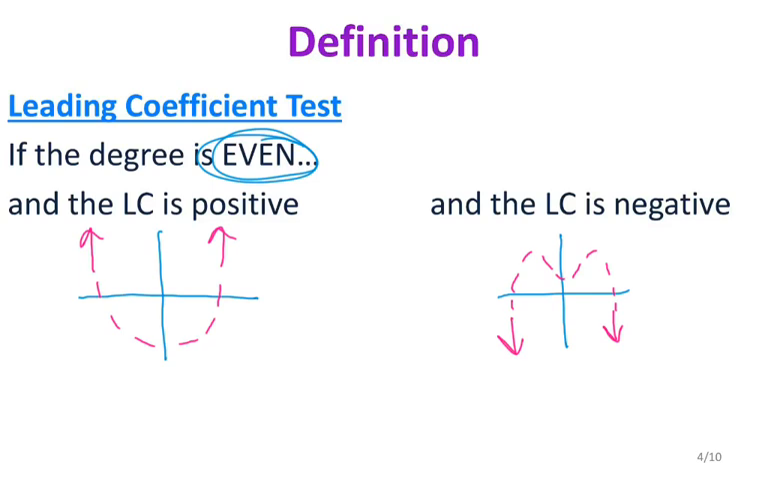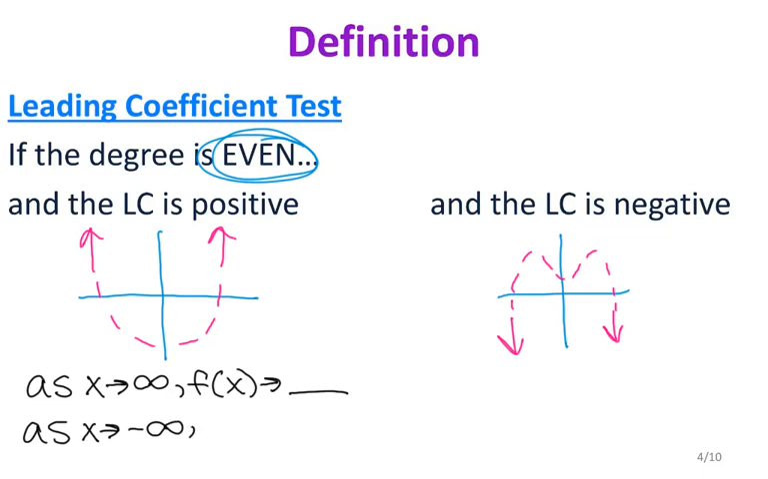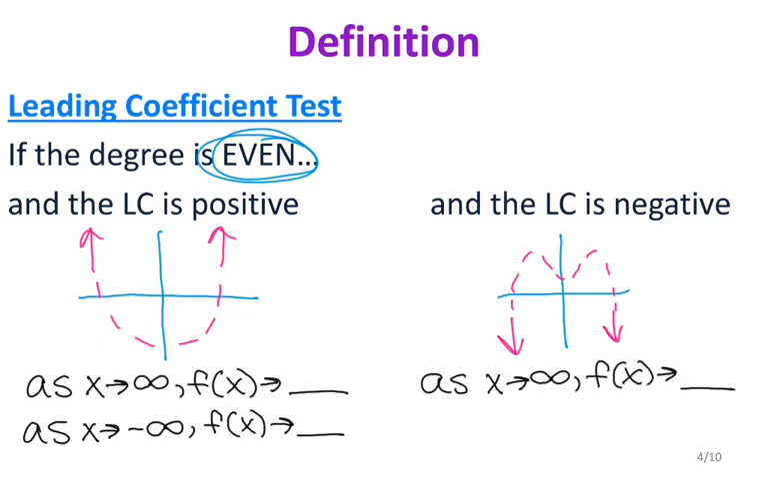So if you'll notice, your even degrees are going to have ends that go in the same direction. I'm going to fill in my end behavior so I can make a note as to what is happening on the ends. And this information is quite valuable when you are sketching graphs, which we're going to do in a little bit. So as x approaches infinity, f of x approaches. As x approaches negative infinity, f of x approaches.